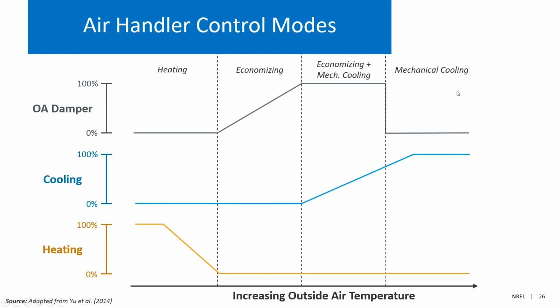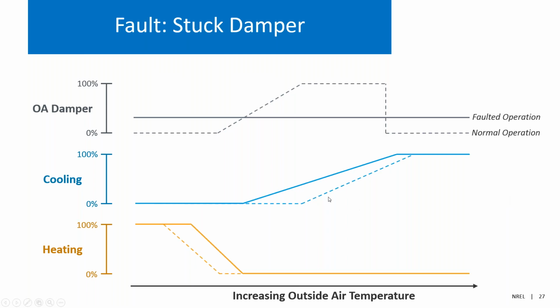And then finally, at some point, it gets too hot outside. The outside air is just too warm to be economizing anymore, so you have to shut that outside air damper down, and then you continue using your mechanical cooling. So those are the four general control modes. What happens if we have a fault with our economizer? Let's look at that fault that we were talking about before.